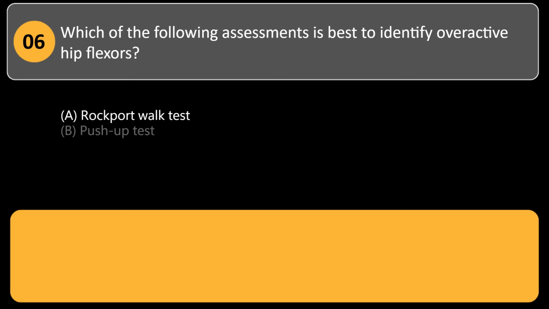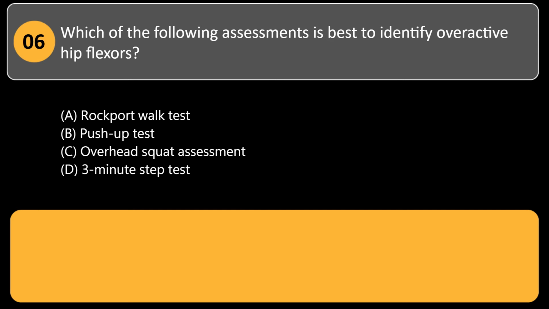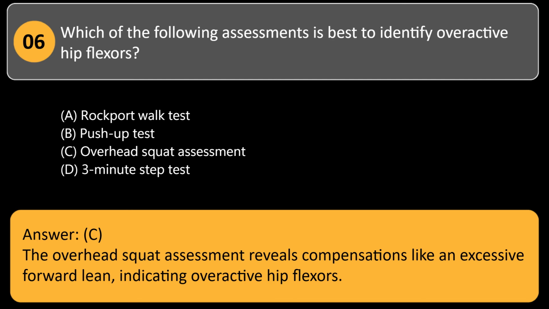Which of the following assessments is best to identify overactive hip flexors? A. Rockport walk test. B. Push-up test. C. Overhead squat assessment. D. 3-minute step test. Answer: C. The overhead squat assessment reveals compensations like an excessive forward lean, indicating overactive hip flexors.